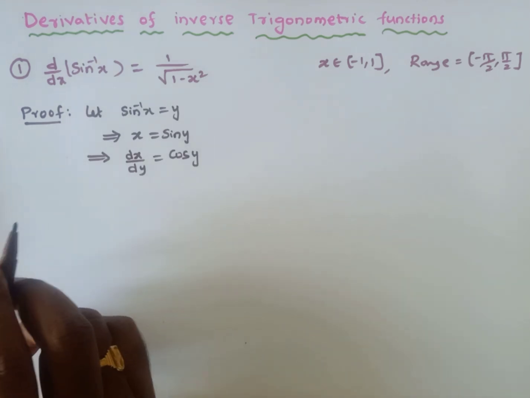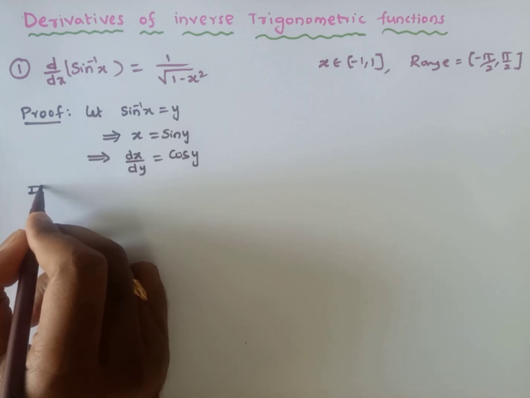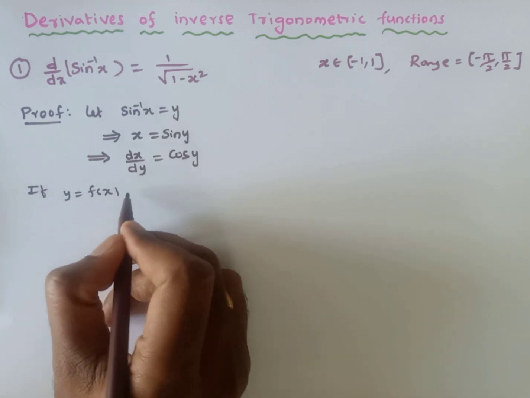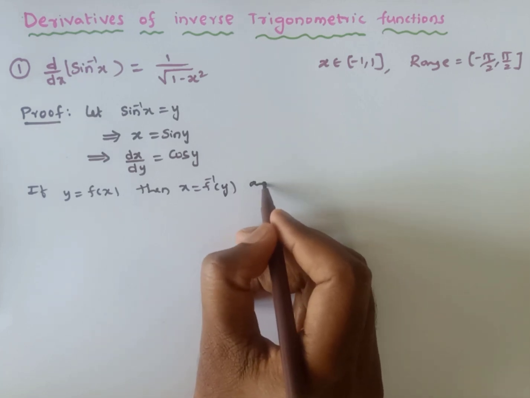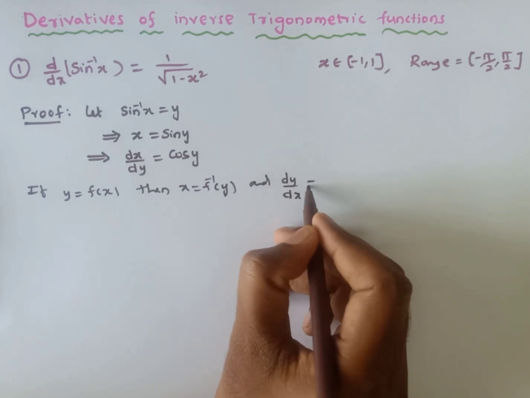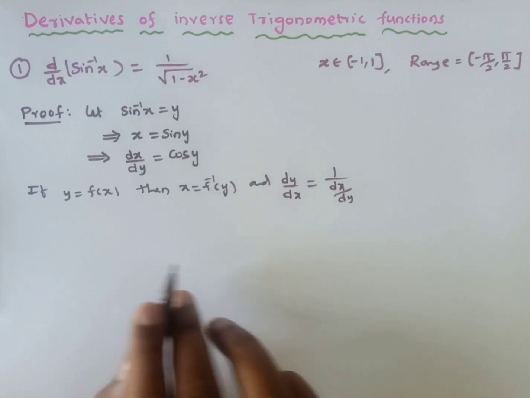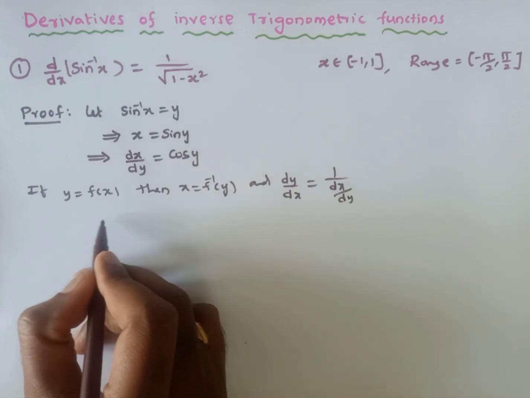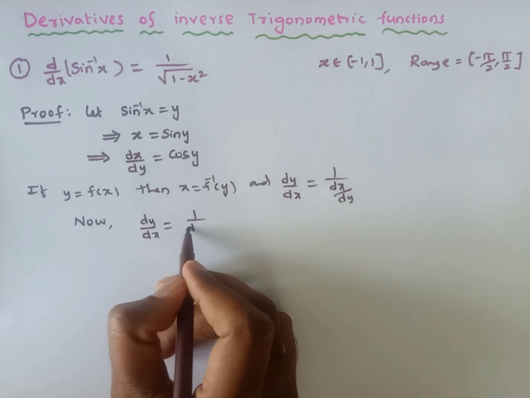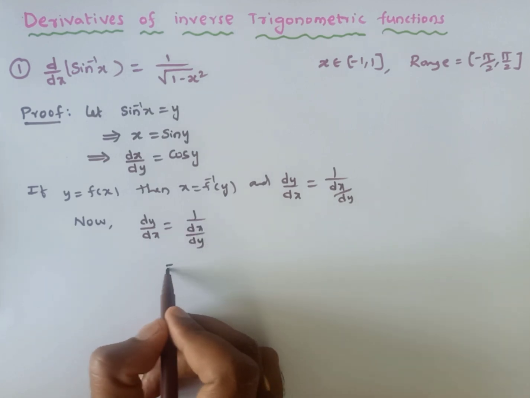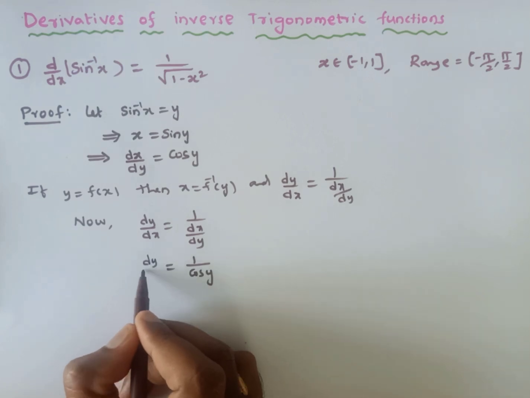In the previous lecture we saw a note: if y equals f of x, then the inverse is x equals f inverse of y, and the derivative of y with respect to x can be written as the reciprocal of dx by dy, that is 1 by dx by dy. So by using that, we can write dy by dx as 1 by dx by dy, that is 1 by cos y. So dy by dx equals 1 by cos y.